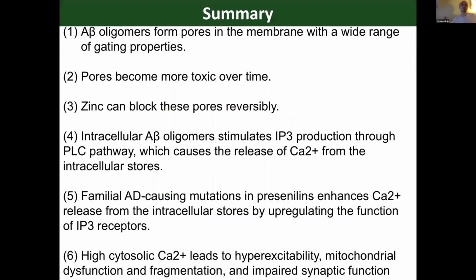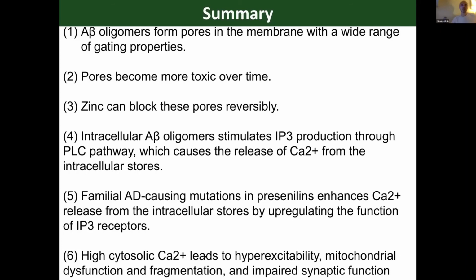restore their viability. So just to summarize what I discussed, A beta oligomers form pores in the membrane with a wide range of gating properties. They become more toxic over time. Zinc can block these pores reversibly. Intracellular A beta oligomers stimulate IP3 production through the PLC pathway, which causes the release of calcium from the intracellular stores. In the genetic type of Alzheimer's disease, the presenilin mutations cause calcium release from the intracellular store by upregulating the function of IP3 receptors.